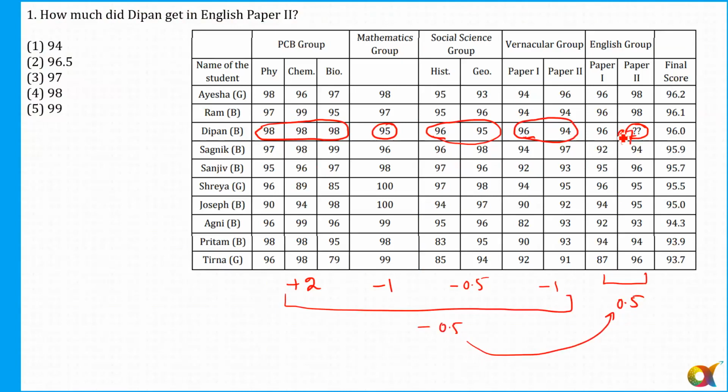Then only 96 plus 97 by 2 comes out to be 96.5, and there will be a surplus of 0.5. So that's why the average of the English group has to be equal to 96.5. So the answer will be nothing but option number 3, which is 97. And that is the correct answer.